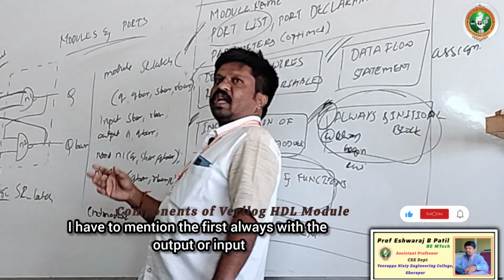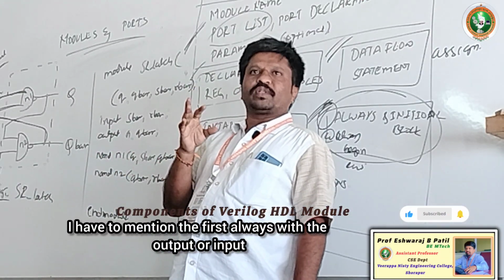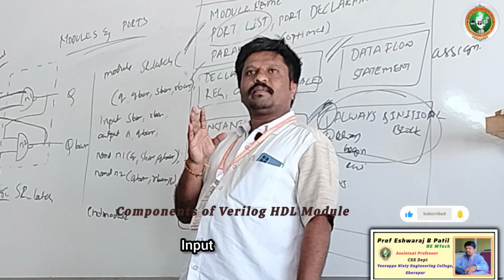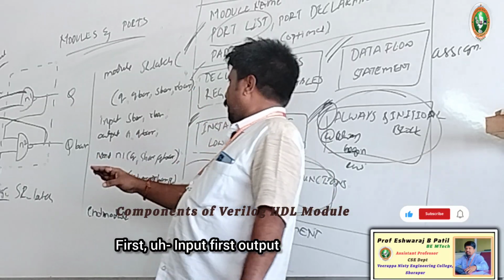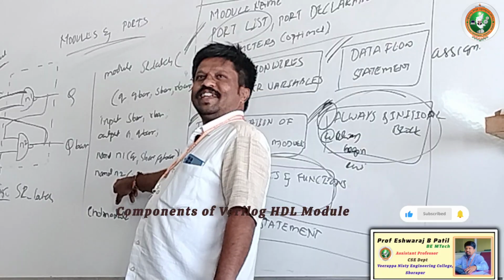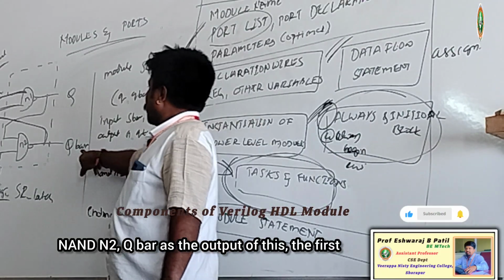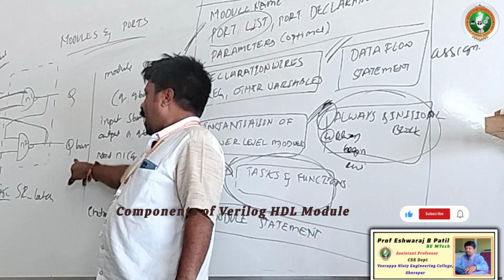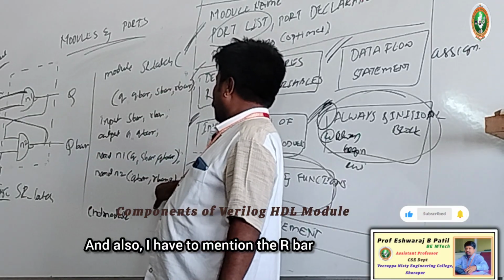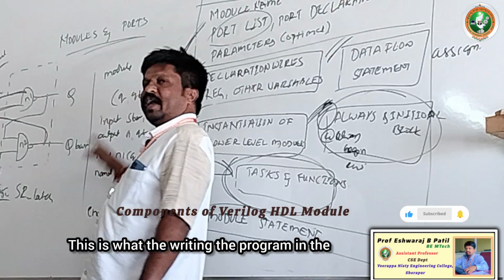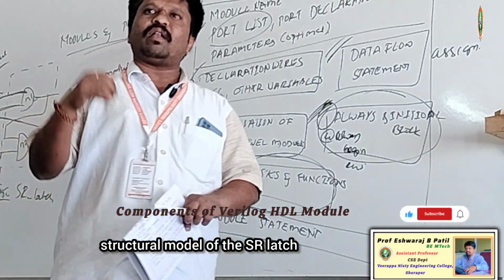I have to mention the output first, before the input. Which one comes first, output or input? Output comes first. And the second NAND gate's output is Q bar, and I also have to mention that R bar and Q are the inputs to the second NAND gate. This is how you write the program in the structural model of the SR latch.